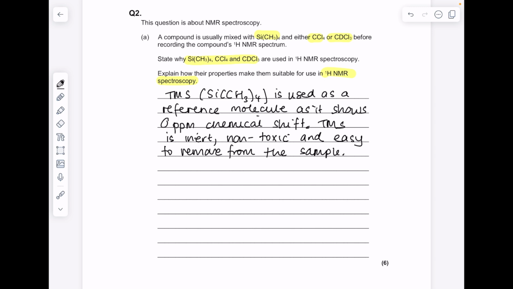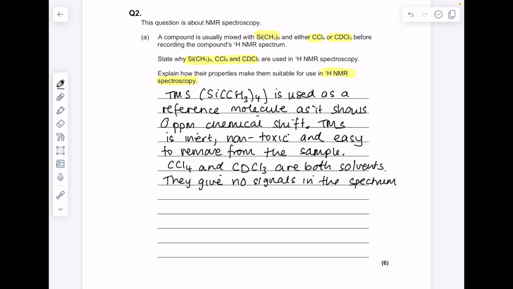How about CDCl3 and CCl4? Well, these are both used as solvents. The ideal thing about both of them is they give no signals in the spectrum because they have no hydrogen atoms.